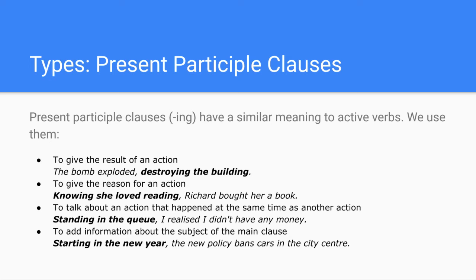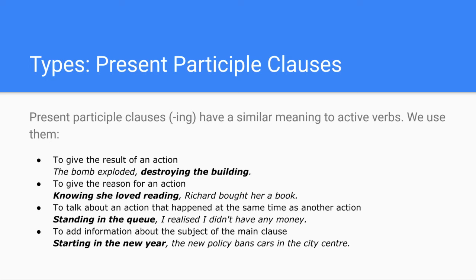So, as I said, you can use different participles, so there are different types of participle clauses. The first one that we're going to look at is the present participle clause. That's the ing form. And when you use that, it has a similar meaning to an active verb. We use them to give the result of an action, for instance. "The bomb exploded, destroying the building," meaning the bomb exploded and it destroyed the building.